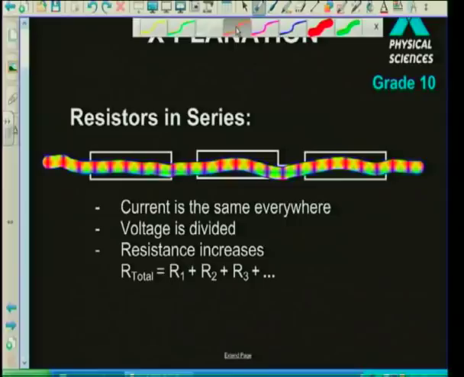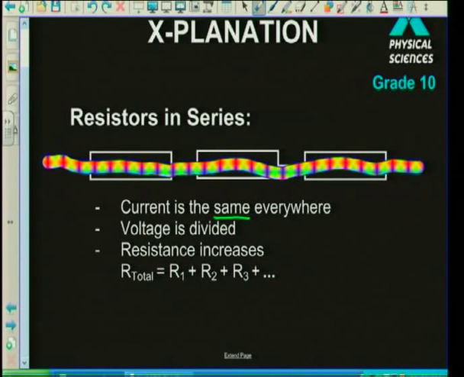Point is, all the current goes through the resistors, okay? It goes from one to the next, to the next, to the next. They are connected one after the other, okay? Why is that important? Because this comes to my first point. Number one, for resistors in series, current is the same everywhere.